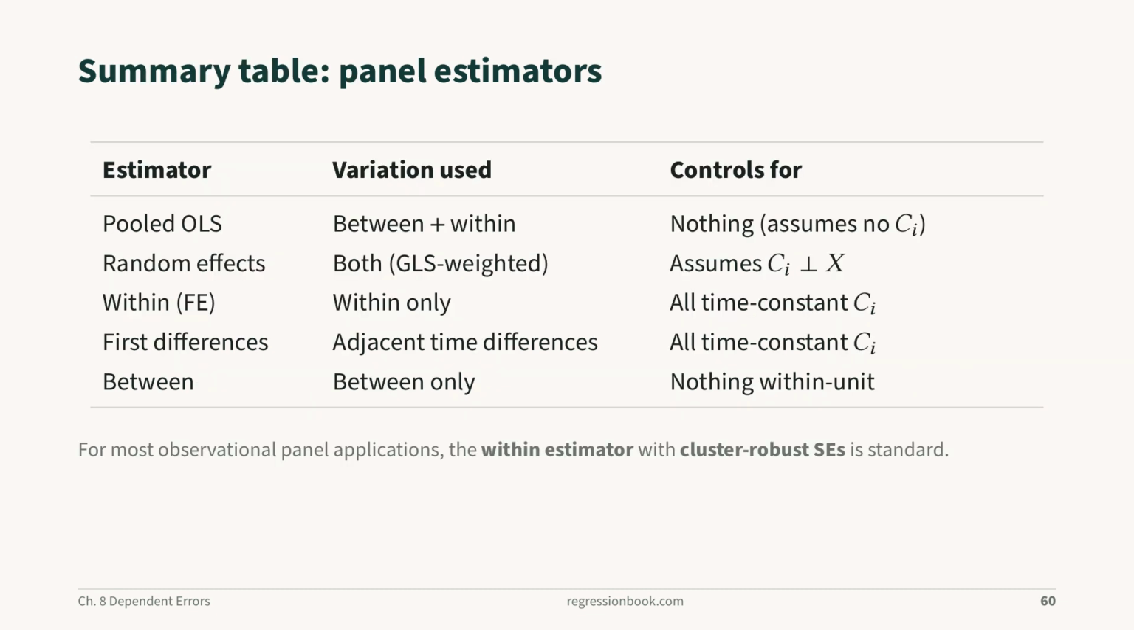The panel estimator table closes the loop. Pooled uses everything and controls nothing. Random effects weights both sources and assumes the unit effect uncorrelated with regressors. Within and first difference both purge all time constant effects. Between uses group means alone. For most observational panels, the standard is the bottom line, the within estimator with cluster robust standard errors.